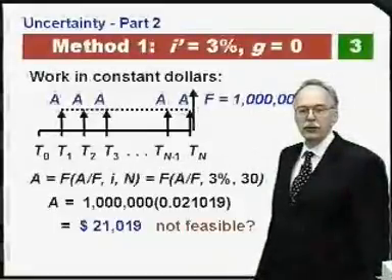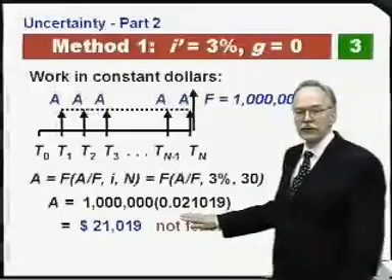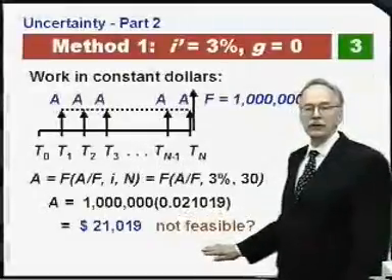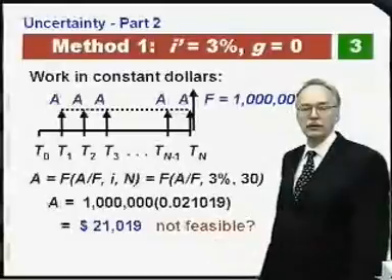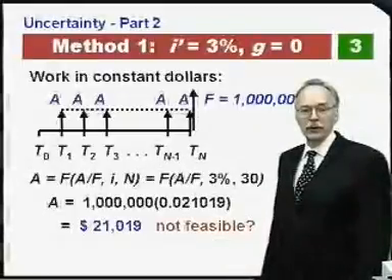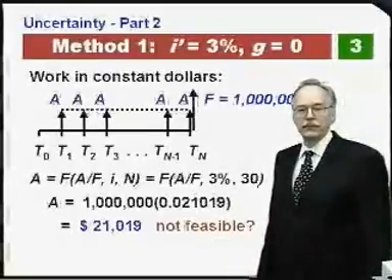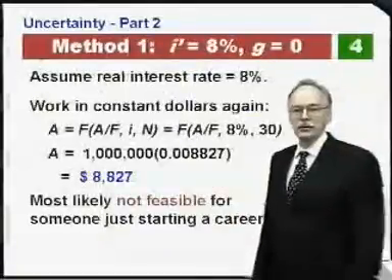When we work through those numbers, we look up the sinking fund factor, and we find out that we need to save about $21,000 per year. Well, that's probably not feasible for most of us. Let's look at another scenario.